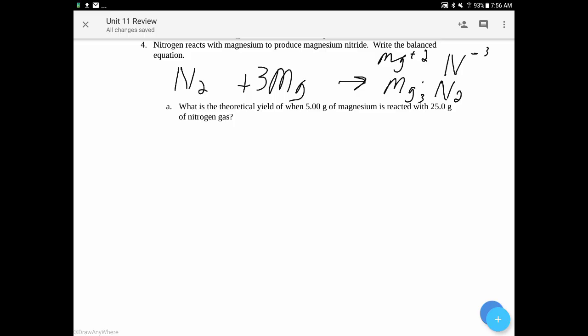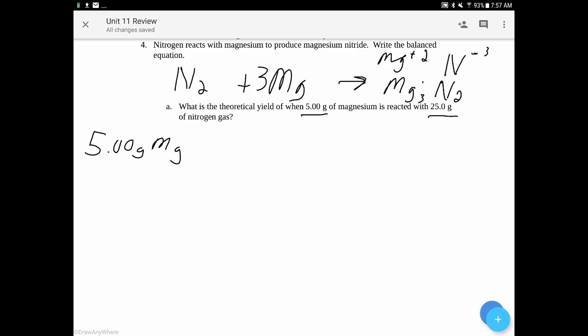Okay, so now, what is the theoretical yield when 5 grams of magnesium is reacted with 25 grams of nitrogen gas? So basically what we have to do here is 2 stoichiometry problems. One with the 5 grams of magnesium and one with the 25 grams of nitrogen gas. It doesn't really matter which one you start with, so I'm just going to pick 5 grams of magnesium since that's listed first. So we have 5.00 for sig figs grams Mg.